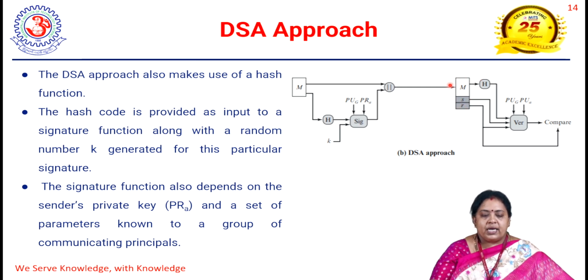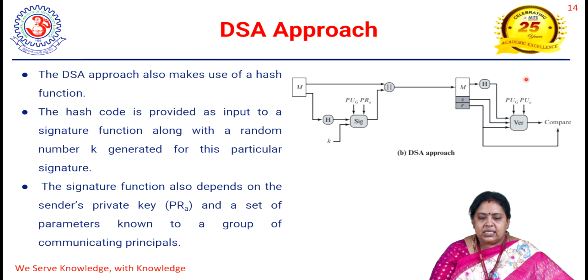So what is the receiver going to do? The receiver is going to use a verification algorithm. For this verification algorithm, one of the inputs is the component S, and another input is the public key of A, because here we have used the private key of A. Obviously, we have to use the public key of A, and also the global public key elements, and also the hash code generated from the message.